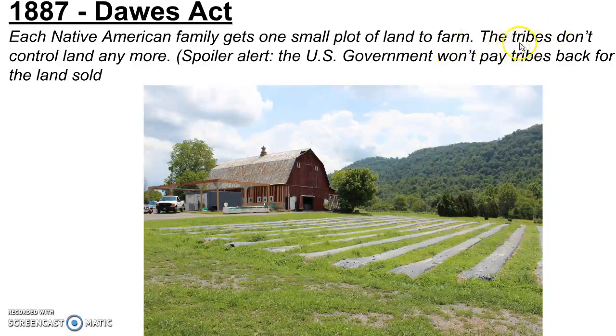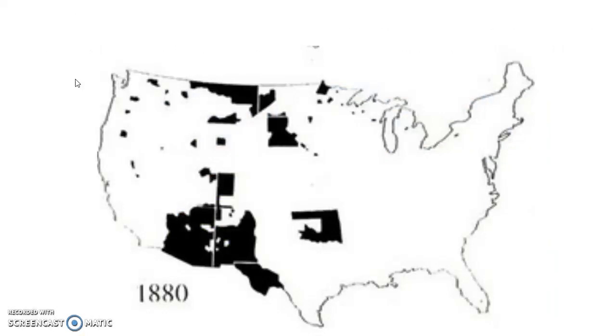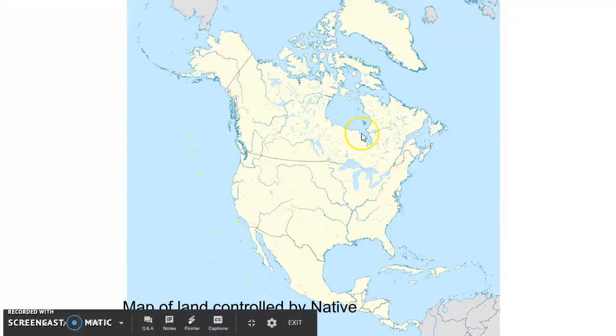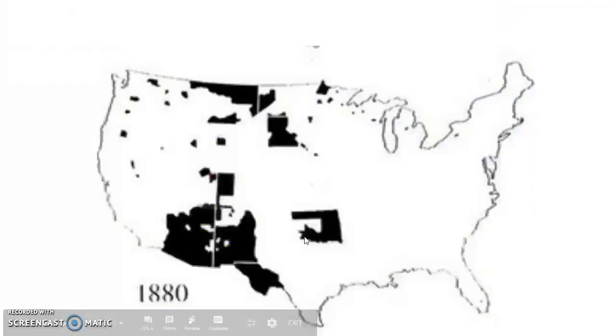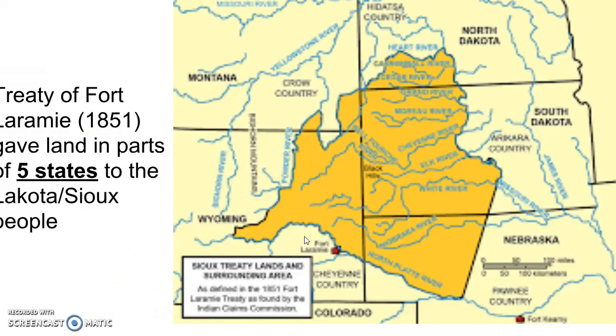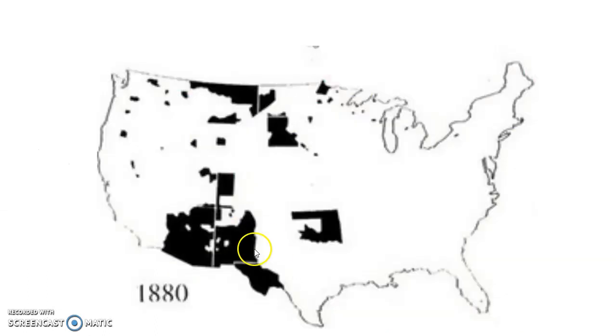That was it. The tribes themselves would not control land anymore. And the government said that it would pay for the extra land that was sold, but spoiler alert, they didn't. So what we want to do is understand that Native Americans originally controlled all the land, and slowly but surely the land slipped from their grasp, mainly by the U.S. military taking control of certain areas and more settlers moving there.